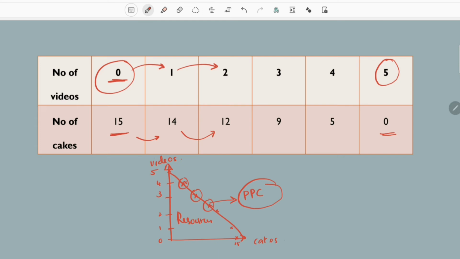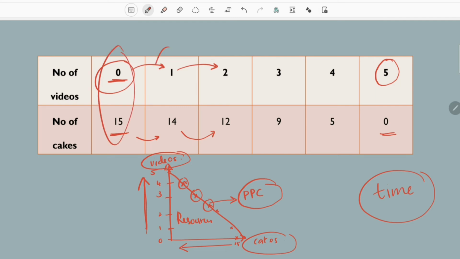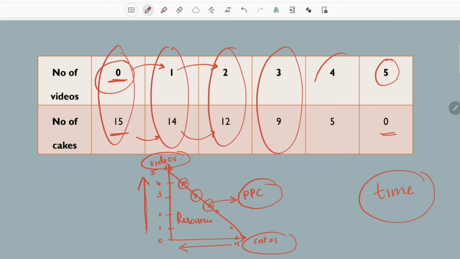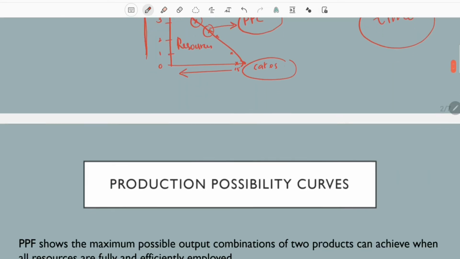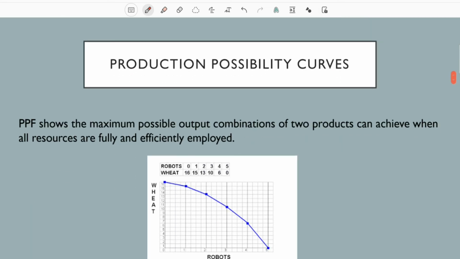In my case, my time is the resource that I have. By using those resources, either I can produce videos or I can bake cakes. But whenever I try to increase the number of videos that I produce, I have to give up on the cakes that I'm baking. Combining all these possible combinations of two goods that we can produce, a production possibility curve is created.